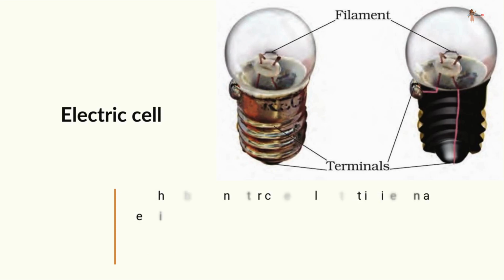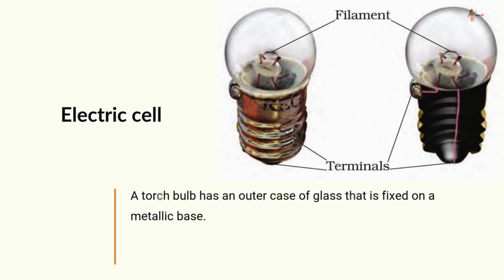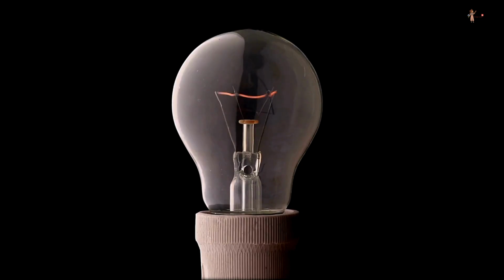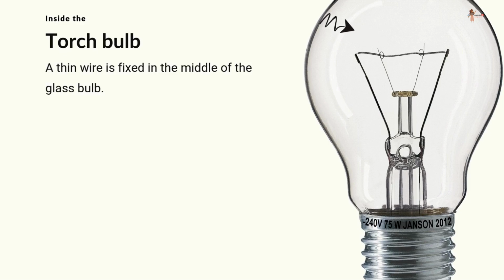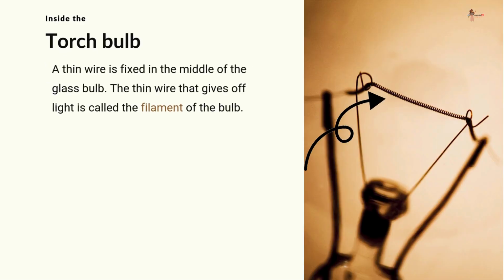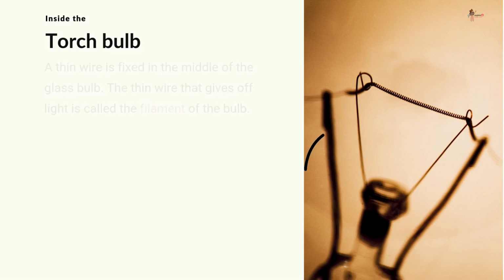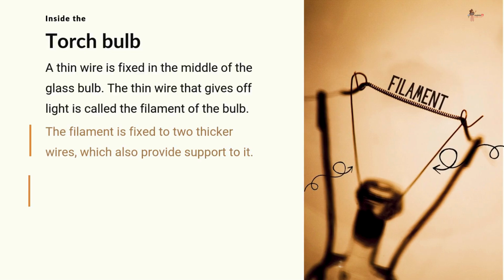A torch bulb has an outer case of glass that is fixed on a metallic base. Do you know what is inside the glass case of the bulb? A thin wire is fixed in the middle of the glass bulb. The thin wire that gives off light is called the filament of the bulb. The filament is fixed to two thicker wires, which also provide support to it, as shown here.